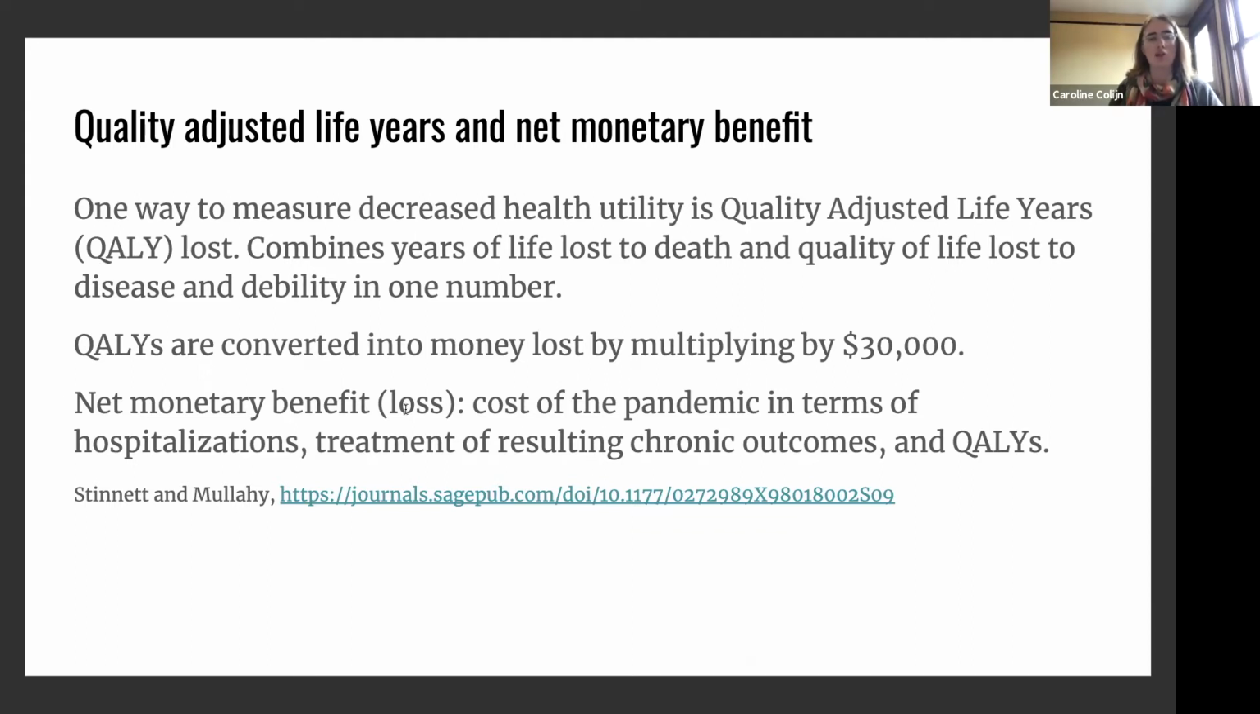So quality adjusted life years that are lost, and that combines death and also quality of life lost due to disease or disability. And then net monetary benefit is the cost of the pandemic. We did not factor in the costs of the shutdowns. Okay, and that's the hospitalizations, chronic outcomes, and then a net monetary benefit thing for the quality lost. This is very health economics-ish, and we worked with two health economists in Alberta, Chris McCabe and Aaron Kerwin, on this part. You can love it or hate it.